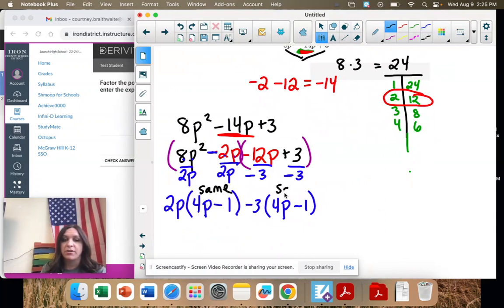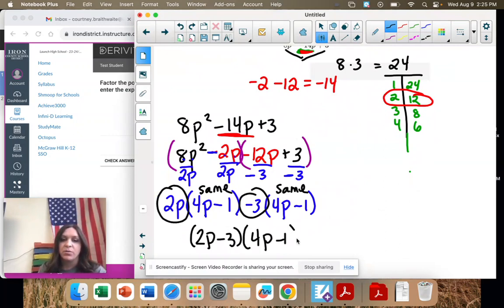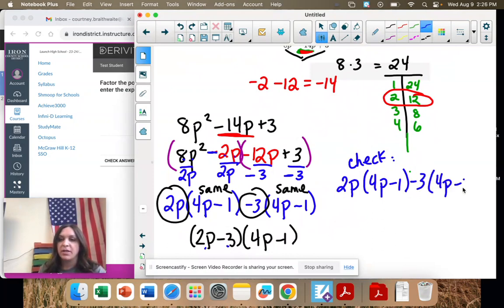So the signs matter because these have to be the same, which means our factored form would be 2p minus 3. That's what we took out. And then the one that's the same, we just write once. So when you check your answer, you take 2p times the whole second binomial minus 3 times the whole second binomial. There's that step. Multiply 8p squared minus 2p minus 12p plus 3.